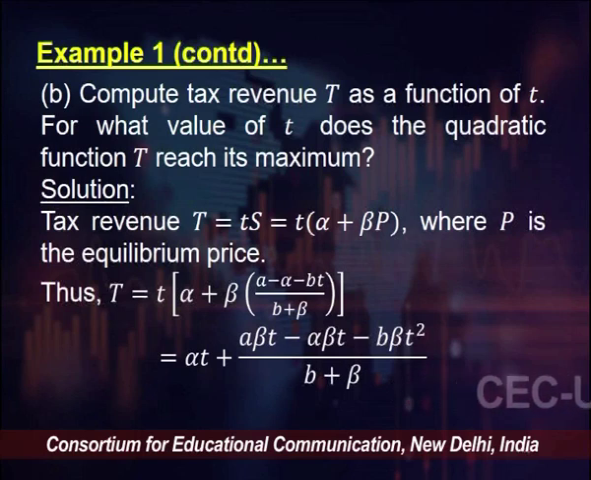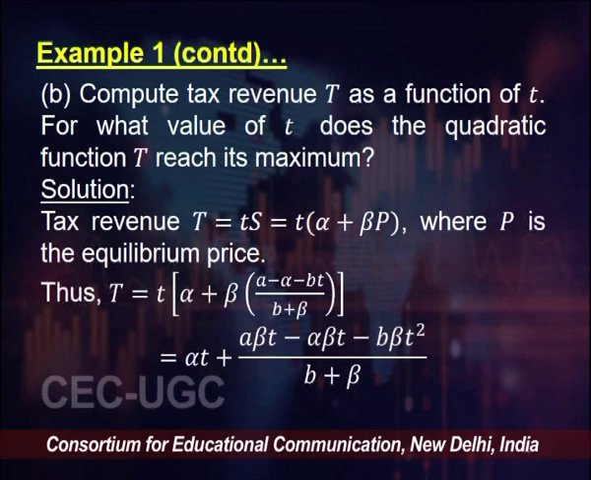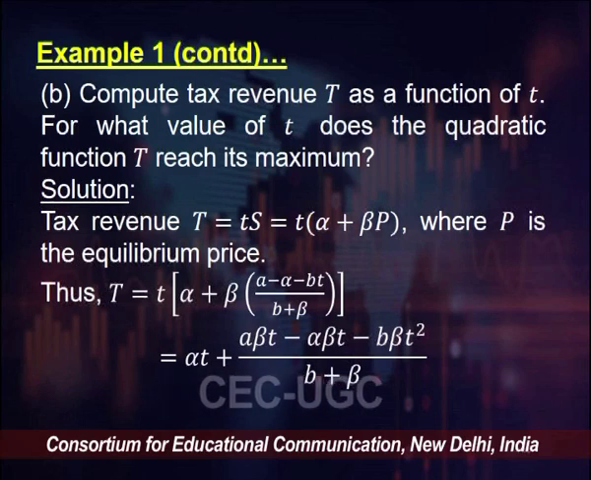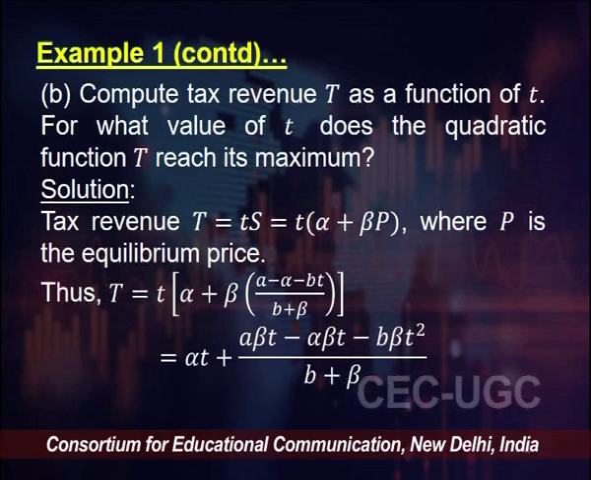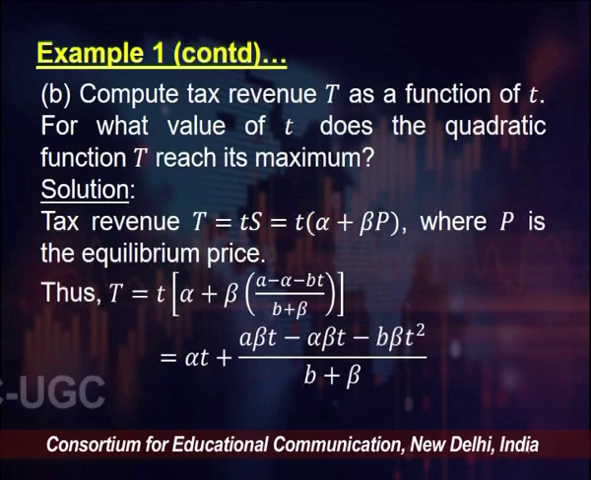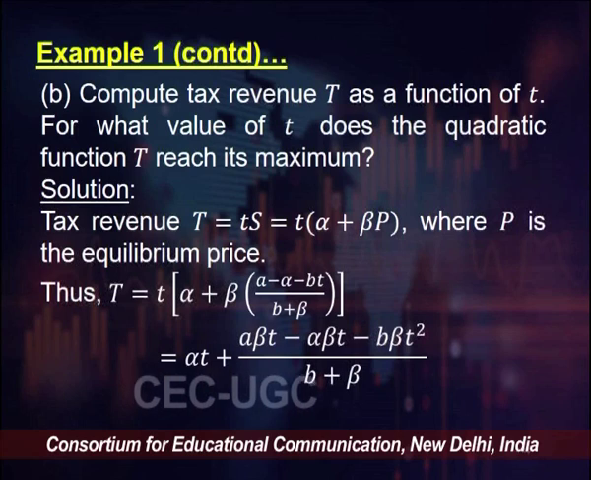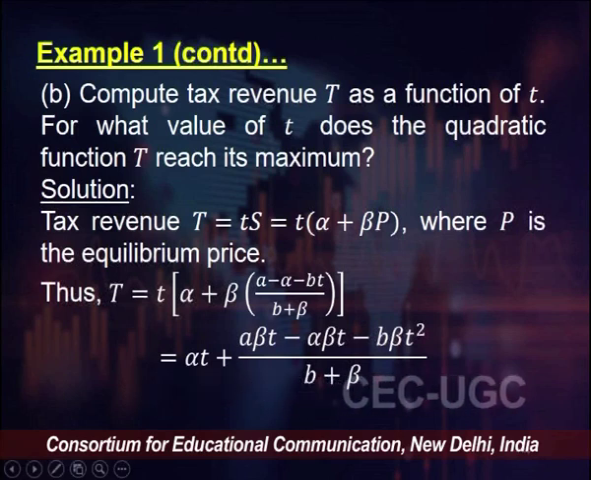Now, this is related to that area in pink that I showed you in the video a few minutes ago. So here you have tax revenue, and tax revenue is a function of t, the per unit tax. The question asks you, for what value of t does the quadratic function capital T reach its maximum? So small t here is your choice variable. So you'll be maximizing the tax revenue with respect to lowercase t, which is your unit tax.